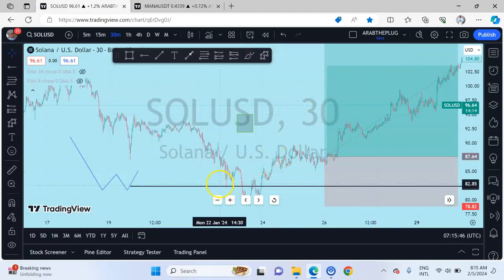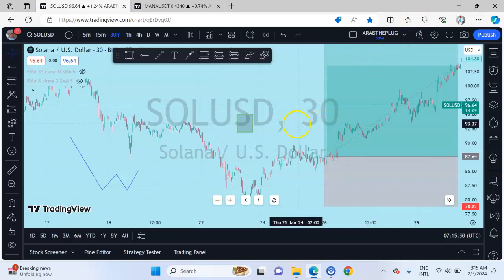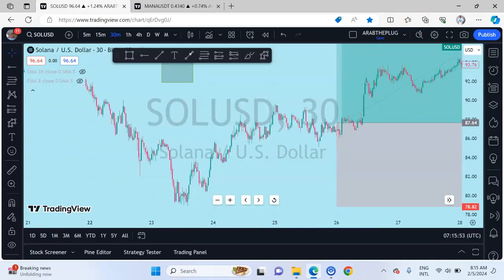If you look at this Solana chart, you will see that this is a clear double bottom formation. The market was in a downtrend. The market came down to this place, reversed to this neckline, came down again, but it could not threaten the previous low. Then the market started moving up from this neckline.